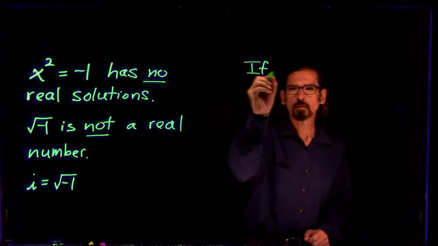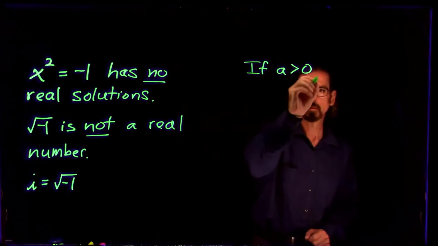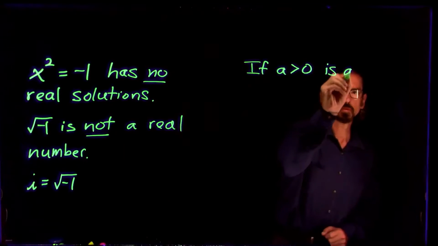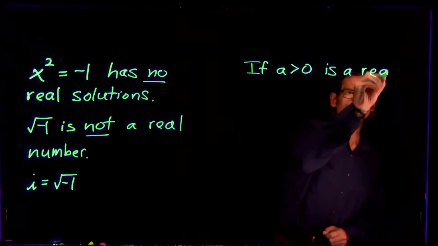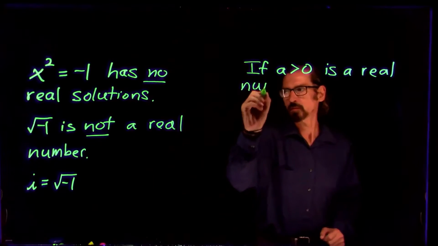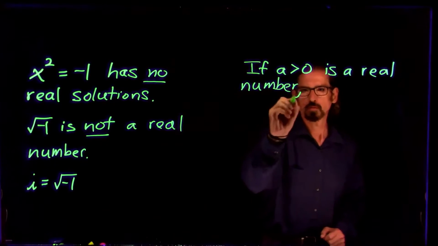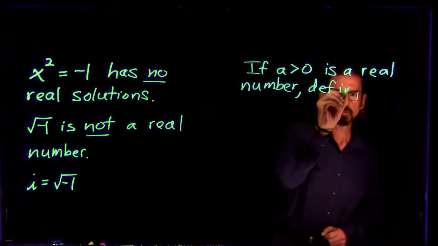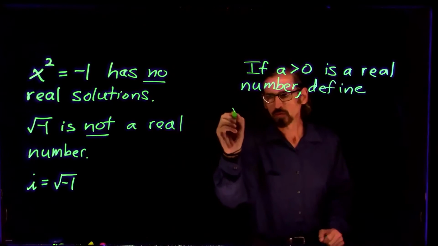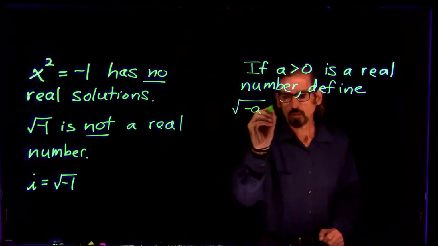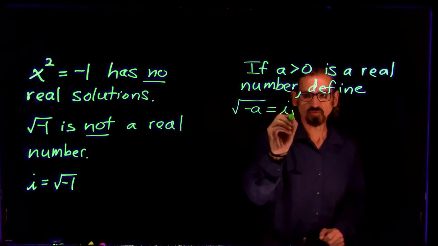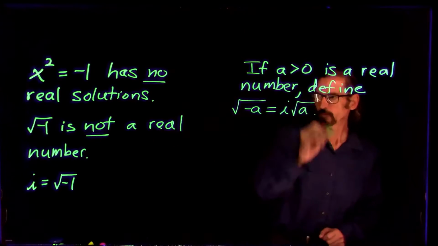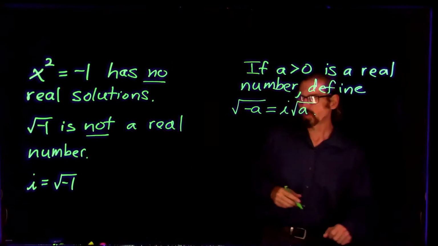If a greater than 0 is a real number, we're going to define the square root of -a as i times the square root of a. Here's some examples.